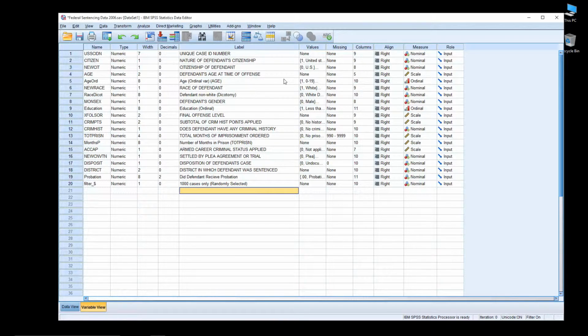We're also going to be using the federal sentencing data set for 2006. We're going to be using a subset of 1,000 cases from that entire data set, which has about 72,000 cases in total. So we're just using 1,000, a subset of that data set.